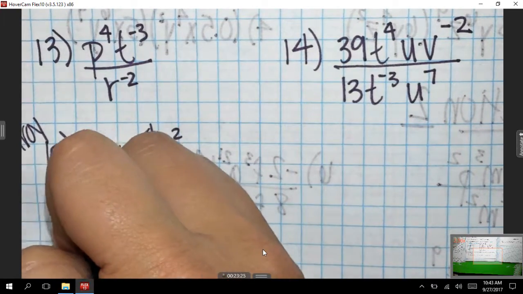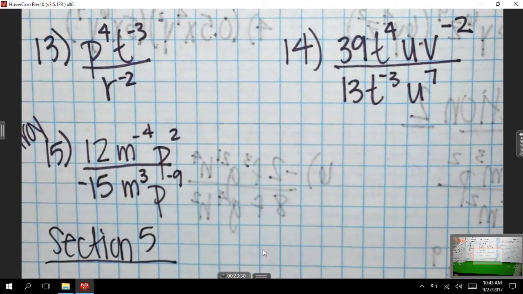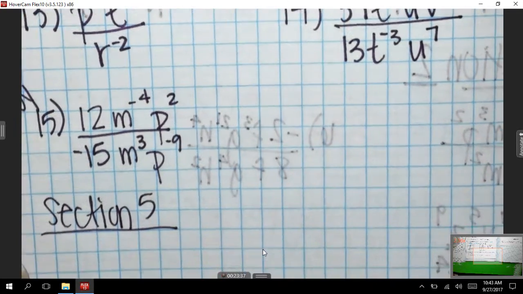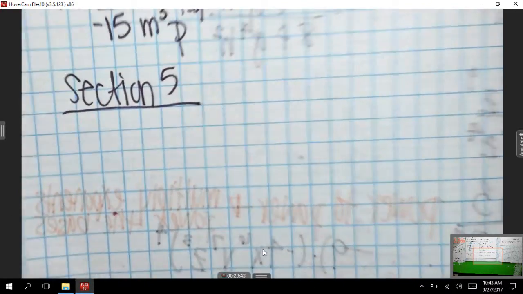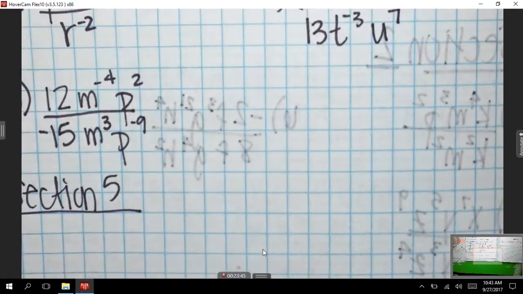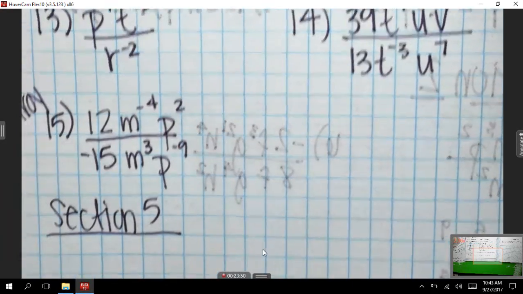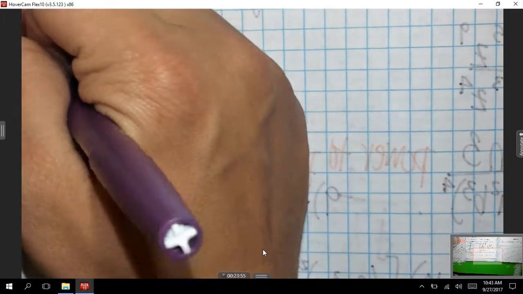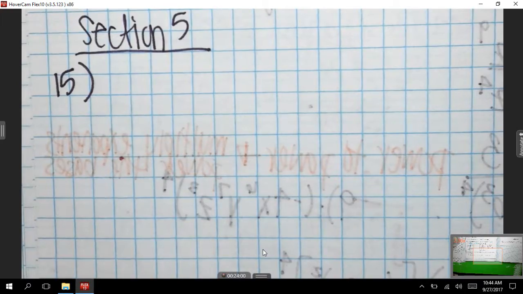All right. So what did we learn after negative exponents? Zero power. All right, so 15 for everybody else, 16 for Troy. I like that you want some extra work, Troy.